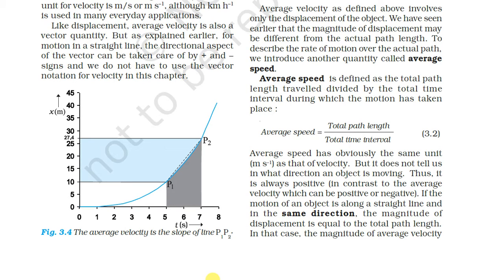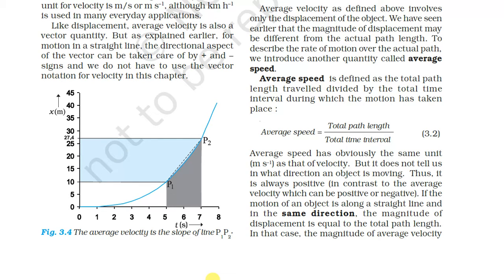Average speed has the same unit, meter per second, as that of velocity, but it does not tell us in what direction an object is moving, thus it is always positive. This is in contrast to the average velocity, which can be positive or negative.